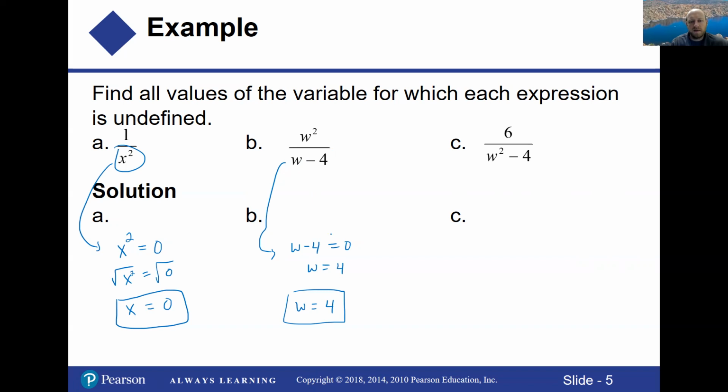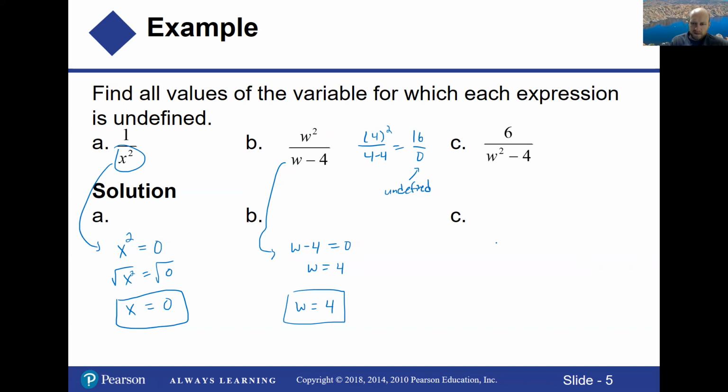It doesn't matter that when we would substitute 4 in for the numerator, it would be 16. Doesn't matter at all, right? So if we plug 4 back in here, we would end up with 16 over 0. Well, we know that we can't divide by 0, so this is going to be undefined.